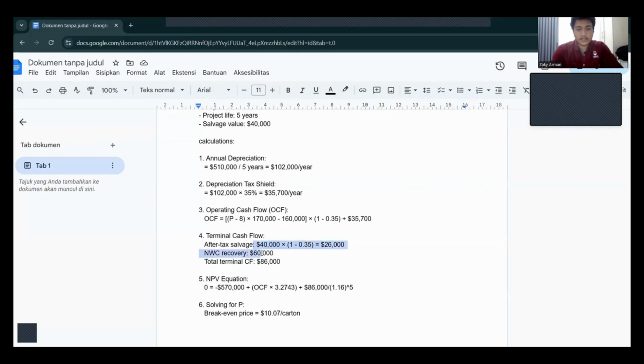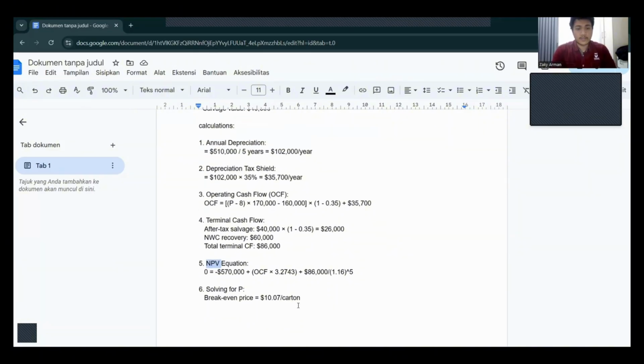And after that, we have to find the NPV equation, which is 0 equals minus 570,000 plus operating cash flow times 3.2740 plus 86,000 divided by 1.16 to the power of 5.